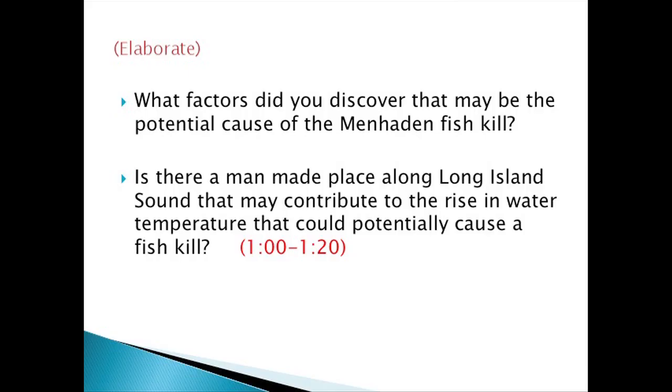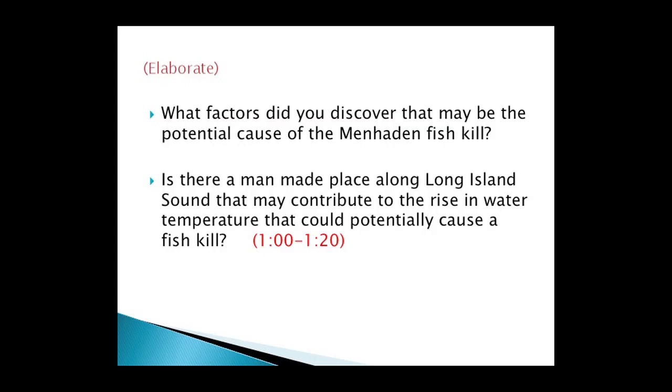For the middle school one, for the elaborate, to focus in on another question: what factors did you discover that may be the potential cause of the Menhaden fish kill? I know there was a lot of conversation about the oxygen levels, the phytoplankton, and the water temperature, and what's really causing it. Is it nitrogen, is it the fertilizer, when do they fertilize, what time of year is it, all of these questions. Since it's middle school and we focus on Connecticut and Long Island Sound, is there a man-made place along Long Island Sound that may contribute to the rise in water temperature that could potentially cause a fish kill? Does anybody know where that is?